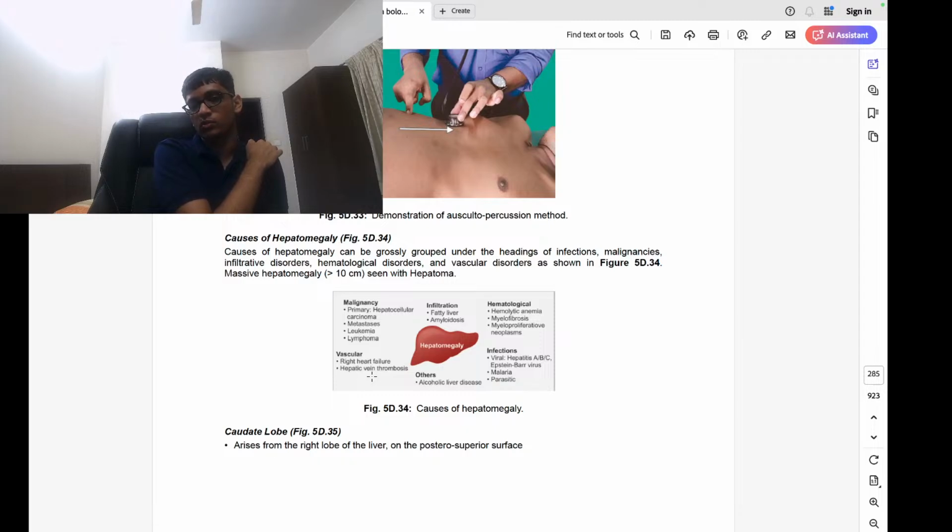Massive hepatomegaly, more than 10 centimeters, is seen with hepatoma. A little bit of mild hepatomegaly.